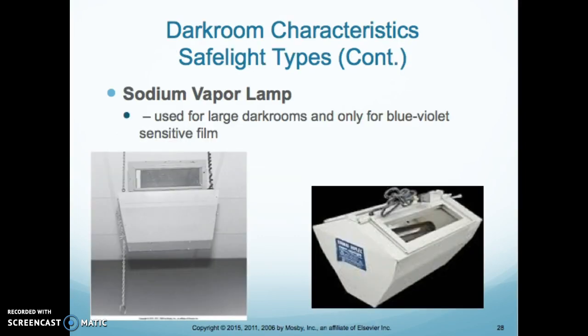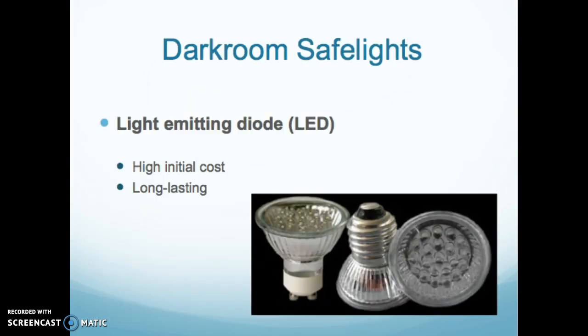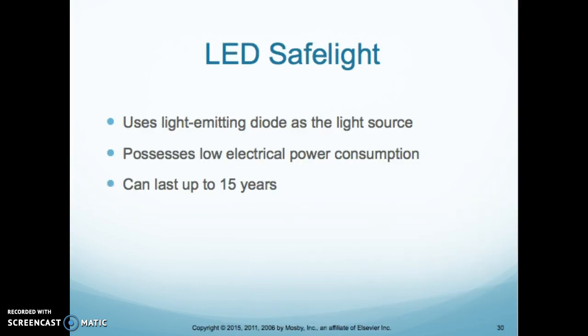This is a sodium vapor lamp. Some of the darkrooms have these. If you find the old darkroom at your facility, take a look at it. You'll see them hanging. This is hung from the ceiling. There's a chain so you can adjust how much light it gives off. Here's a newer model there. This is an LED. They're very expensive, but they last a long time. So that's the positives and the negatives. So it's a light emitting diode, and it uses low electrical power and lasts up to 15 years. It's pretty good.